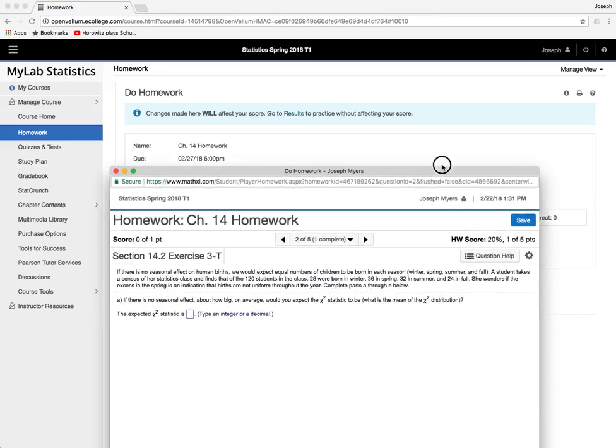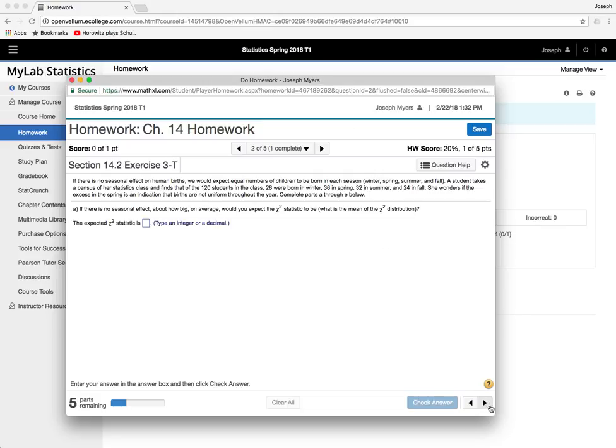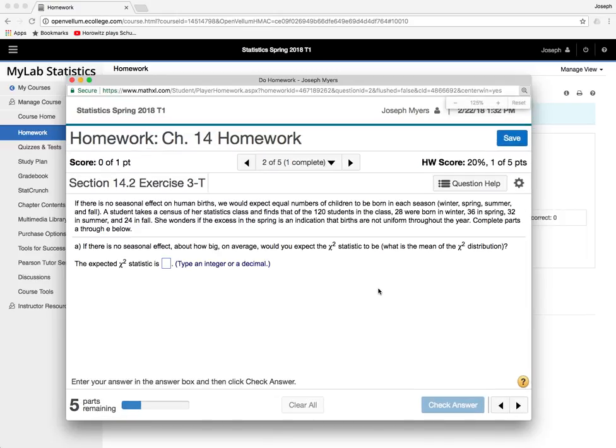Hello, this is chapter 14, the second problem. Okay. So once again, it's testing to see whether something fits someone's idea. So what's the idea? That equal numbers of children would be born in each season.